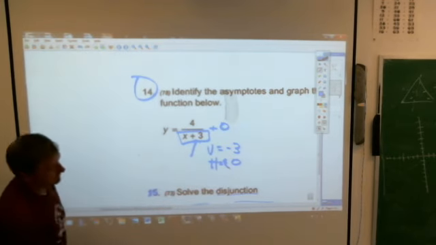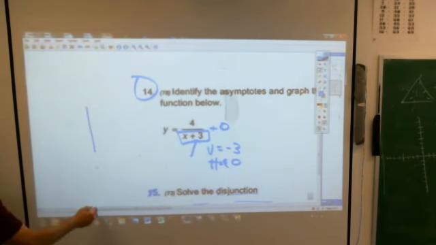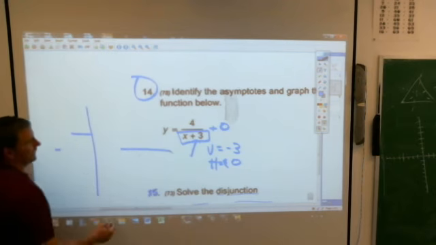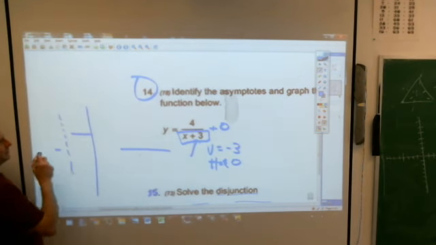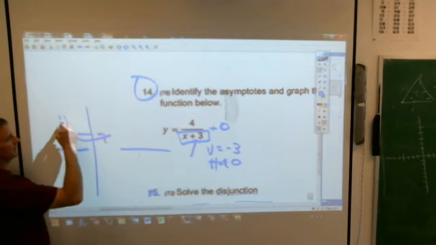Just that simple, as it says in your notes. If you were graphing it, I don't think it asked you to graph it. At -3, you have that dashed line, at 0, you have that dashed line, and then you graph this thing that looks like this.